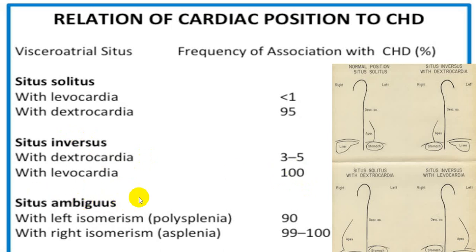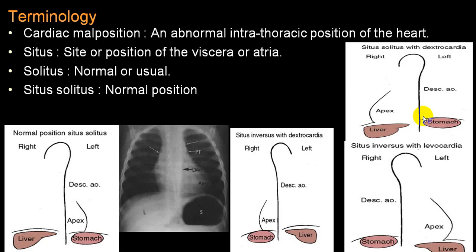In ambiguous, or heterotaxy, there is levo position with polysplenia at 90%, and dextro variety with asplenia, that is 99 to 100%. Indirectly, there is a very high chance of congenital heart disease if there is dextrocardia with situs solitus, levocardia with situs inversus, and situs ambiguous. If you come across these varieties, there is a very high chance of congenital heart disease. So in all those conditions, you can have congenital heart disease.